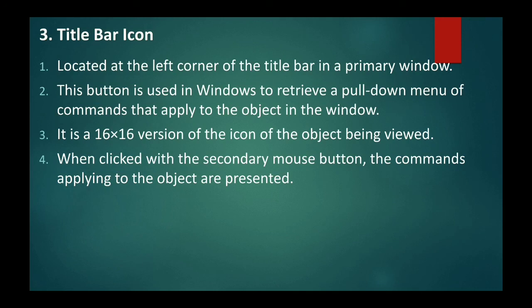This is the icon having size 16 by 16, and when clicked with the secondary mouse button, the right click, which is the secondary one, the commands applying to the object are presented. The left one is the primary mouse button, the right one is the secondary mouse button. Like we have to close this window, resize, maximize, minimize, or restore this window. Whatever options there are, they will be shown to you if we click on that icon with the right mouse button. So this is the third component, that is the title bar icon.